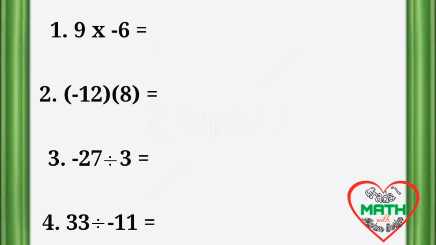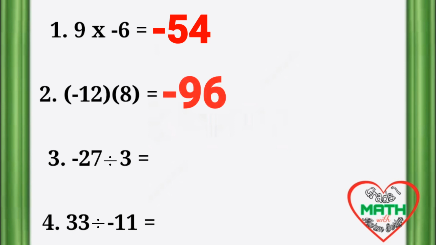For examples, number 1, positive 9 times negative 6. They have different signs. 9 is positive and 6 is negative, so their product is negative 54. Number 2, negative 12 times positive 8. The answer should be negative. Negative 12 times positive 8 is negative 96.